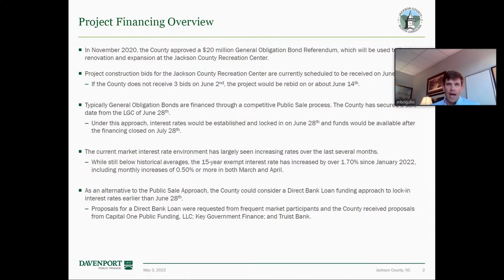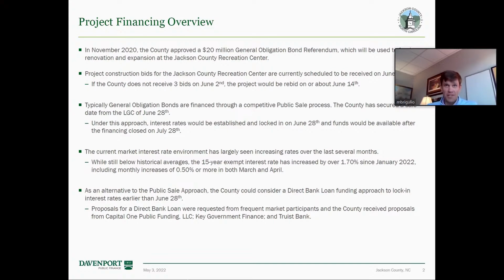So what we've done over the last week or so is gone out and solicited some indications of interest from various banks for a direct bank loan. And that direct bank loan would be evidenced by a general obligation bond. So you're still offering the general obligation bond credit, still using the general obligation bond authorization that was approved in November of 2020. We are just using that GO authorization by using a bank loan as opposed to issuing bonds in the public market.